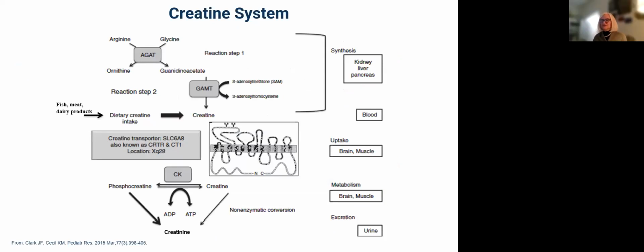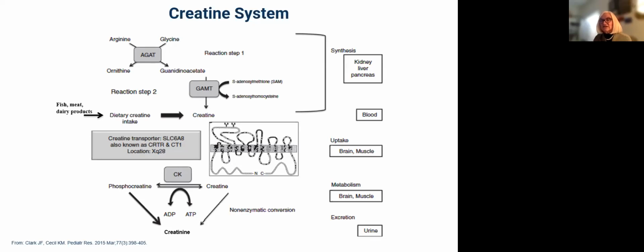Creatine is synthesized endogenously, but also it's introduced from the diet. The major sources of creatine from the diet are fish, meat, and dairy products. The endogenous synthesis occurs in kidney, liver, and pancreas, and starts from arginine and glycine. The first step is catalyzed by the enzyme AGAT, arginine-glycine amidinotransferase, and converts arginine and glycine into guanidinoacetate and ornithine.